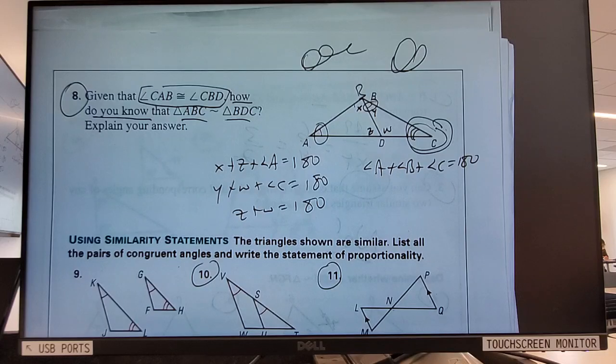So in this case, I have an angle that is sitting in both triangles. So it's automatically congruent, right? So why can I say that these are similar then? Can somebody sum that up? Why can I say these are similar?